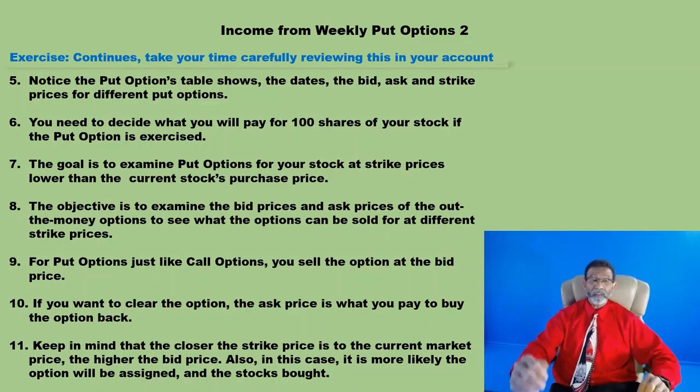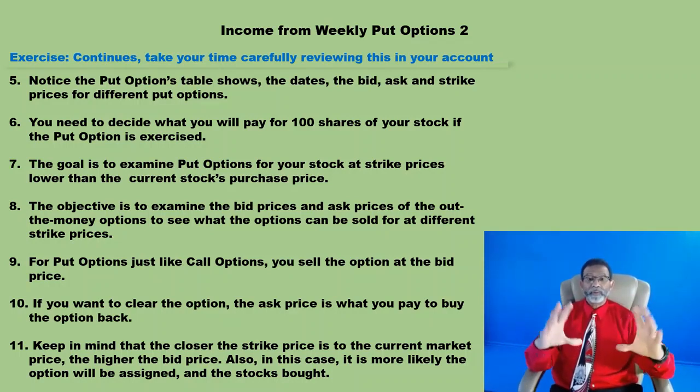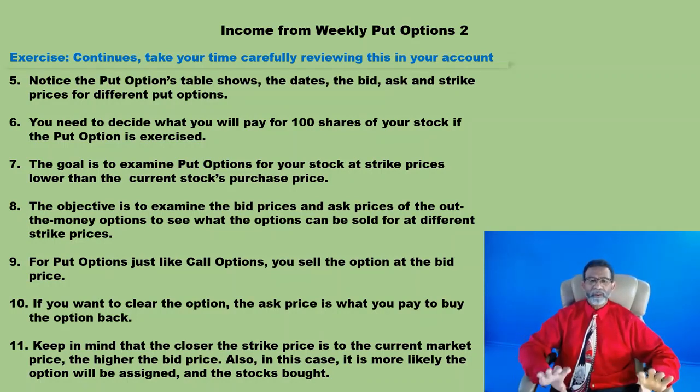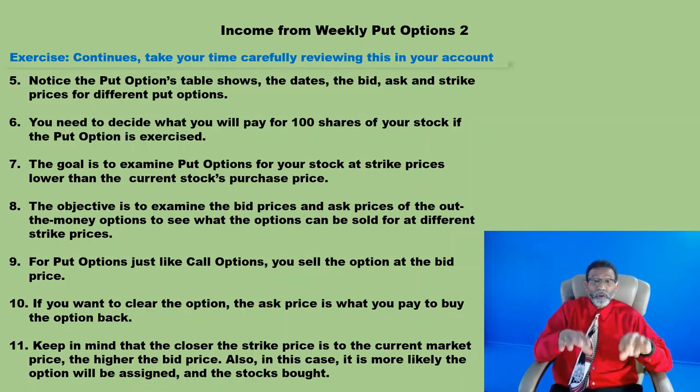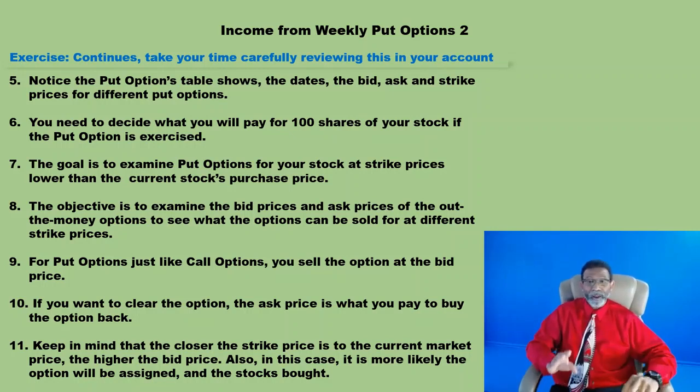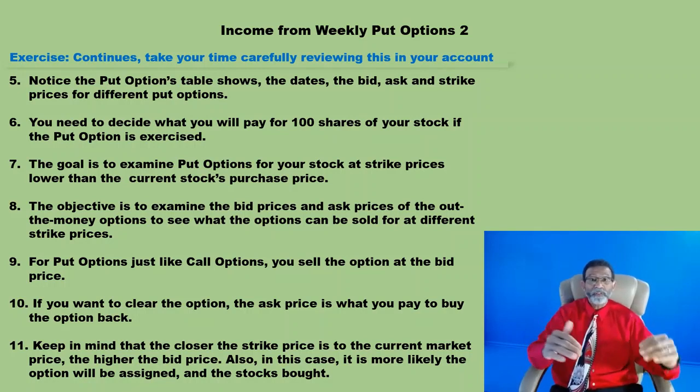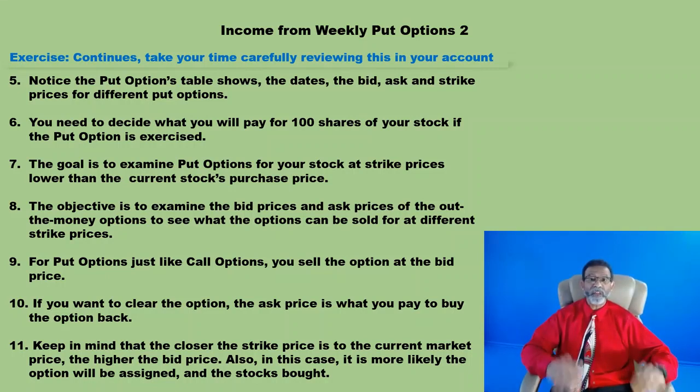Okay, the exercise continues. Now, like I say, take your time. There's a lot of information here, but take your time and go through and find this information in your particular brokerage account, in its interface. We're looking at put option variables. So notice the put options table. It shows the dates, the bid prices, the ask prices, the strike prices for different options. You need to decide what you're willing to pay for 100 shares of the stock. So these are cash secured put options we're talking about. You have the money to buy 100 shares of the stock.